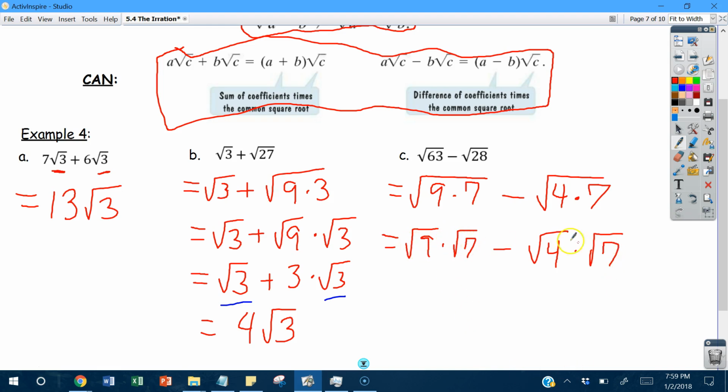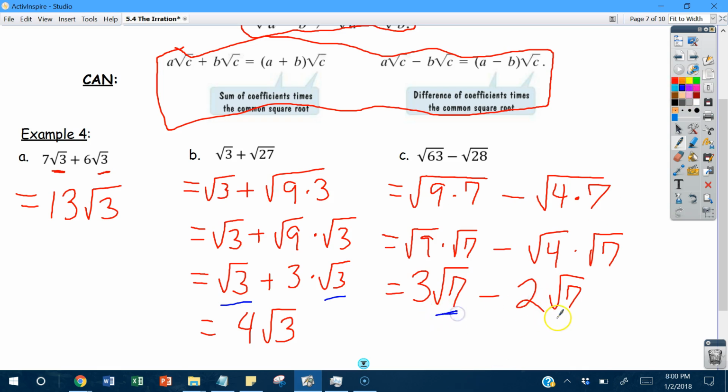So now I've broken those up using the product rule. Well, now I can take these square roots. Square root of 9 is 3. That doesn't do anything. And then the square root of 4 is 2. And that kind of stays there. Now it's a little more evident what my last move should do.